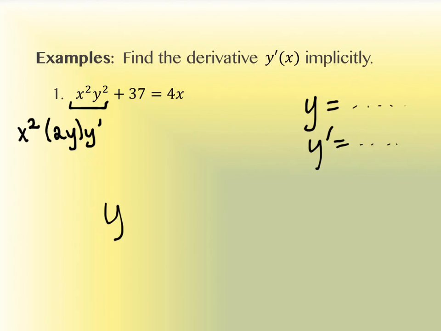So when we see the y squared in the problem, it's like having a chain rule. The derivative of something squared is 2 times the something. But the derivative of this particular something, y, is y prime. So we get 2y and y prime as we're doing this piece of it.